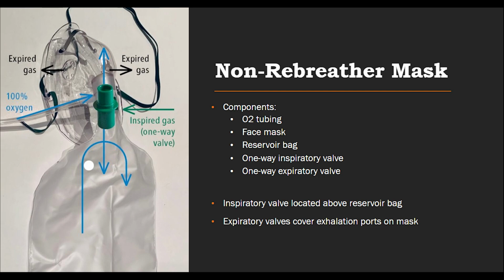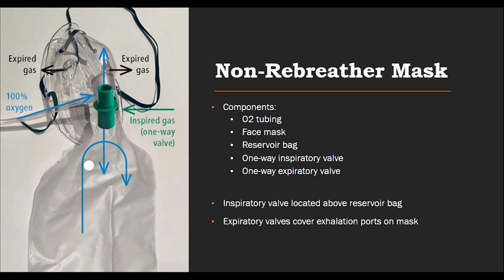Introduction to the non-rebreather mask. Before we dive into the inner workings of the non-rebreather mask, let's take a moment to familiarize ourselves with its key components. This mask comprises several essential elements including oxygen tubing, the face mask, the reservoir bag, one-way inspiratory valve, and one-way expiratory valves. Understanding these components is essential to grasp how this mask effectively delivers oxygen to patients in need.